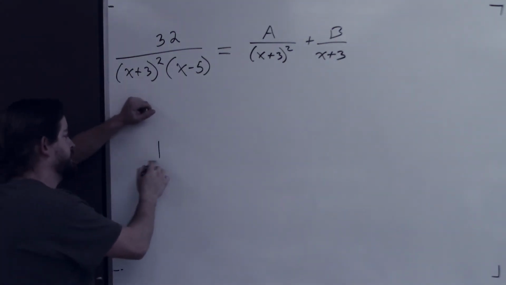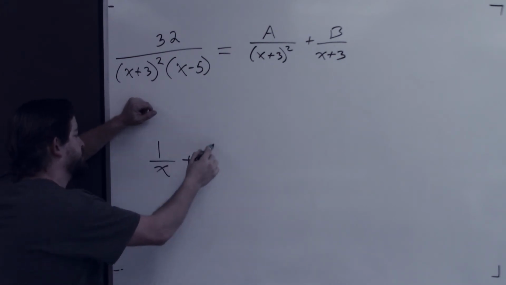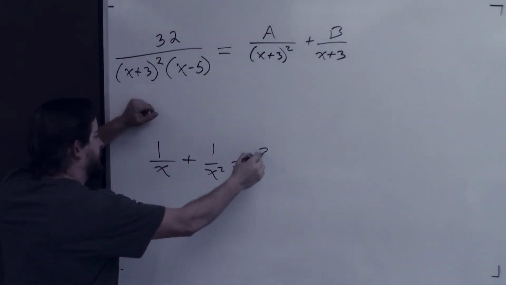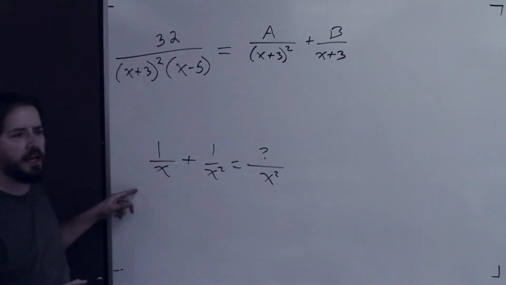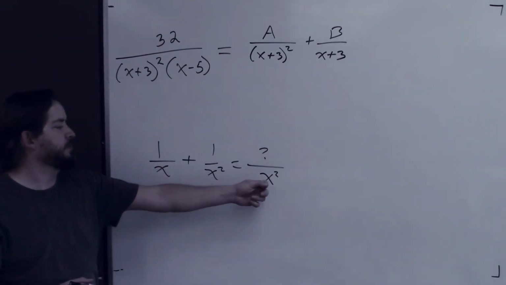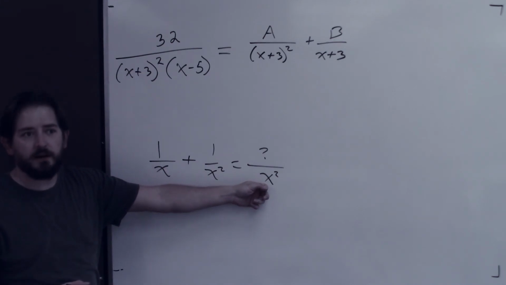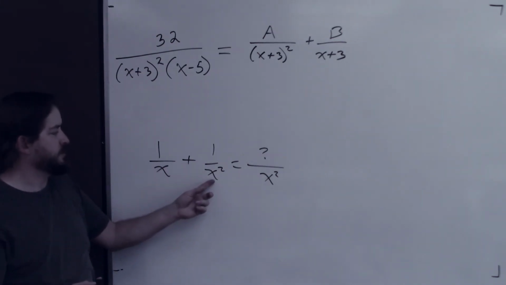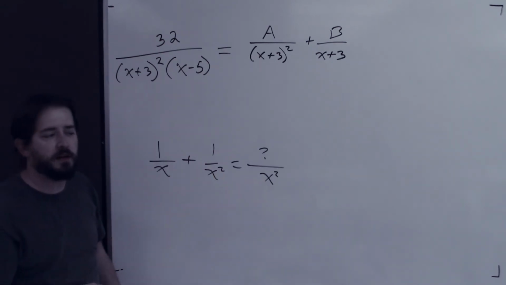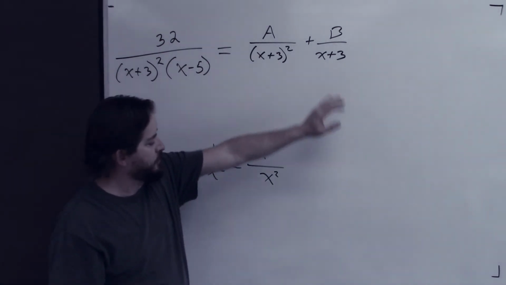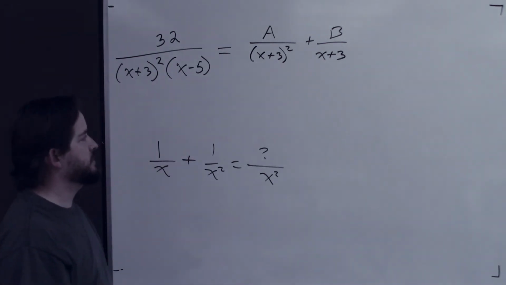For the same reason as if I had 1 over x plus 1 over x squared, I'm going to end up with something over an x squared, right? We're just kind of looking backwards at how these two things would combine and still end up being over an x squared. Likewise, if this were x plus 3 squared and that were an x plus 3, the common denominator still is x plus 3 squared. And so that's why I have to account for the possibility of having both fractions.